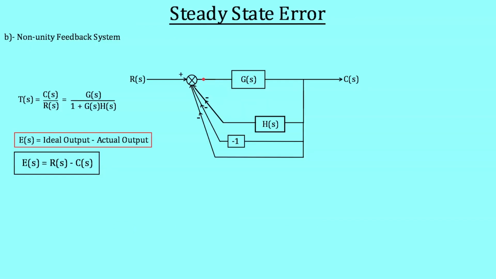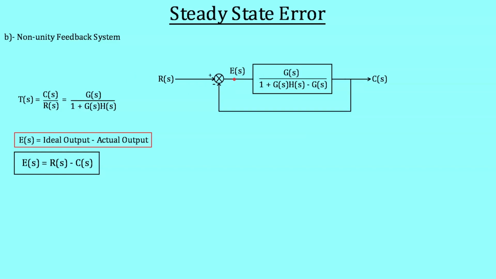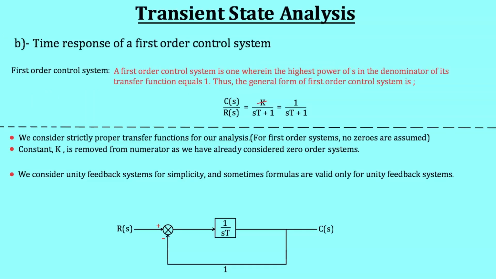We have already discussed in steady state error that if there is a non-unity feedback system, what you should do to convert it into a unity feedback system. But you may think, why have we taken a unity feedback system here? This is only for simplicity. You can take any other closed loop control system, but the resultant transfer function should be of the form 1 upon (sT plus 1).